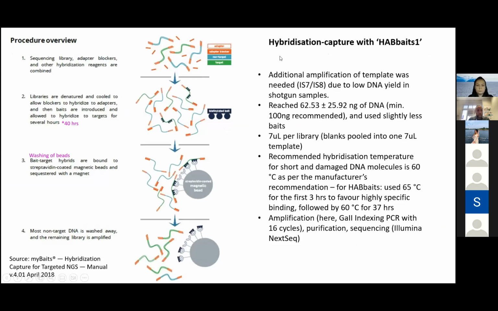see the procedure, and this is pretty much copied from the MyBaits manual, but just to show you sort of the idea of what happens in the hybridization capture reaction. So at first, you're basically mixing all the reagents, your sequencing library, some adapter blockers, and the hybridization reagents. Then your libraries get denatured, and the adapters can hybridize. The baits get introduced, and then the hybridization reaction in itself takes place.